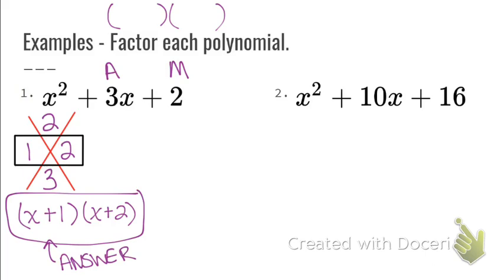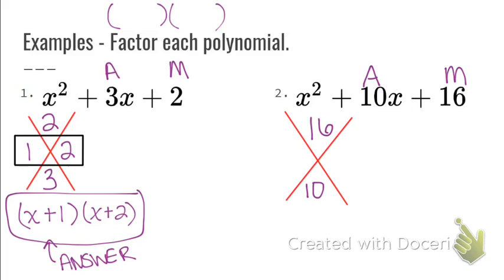Okay, so the x method helps us write our answer, but you can't just stop at the x today. We actually need to put it into our answer, meaning we write it as a multiplication problem. Let's go on to number 2. We are looking for two numbers that multiply to 16 and add up to 10.